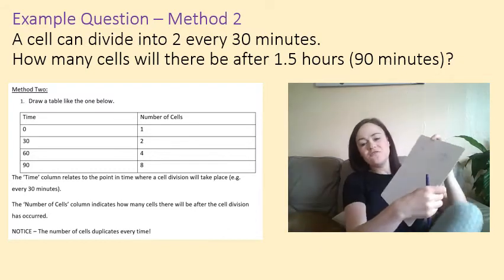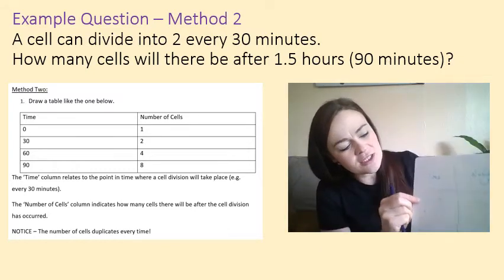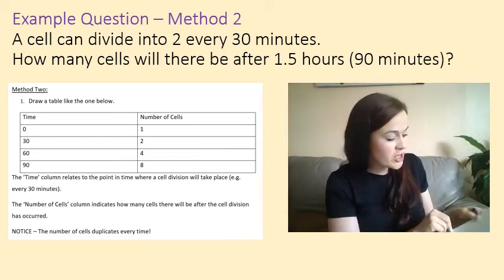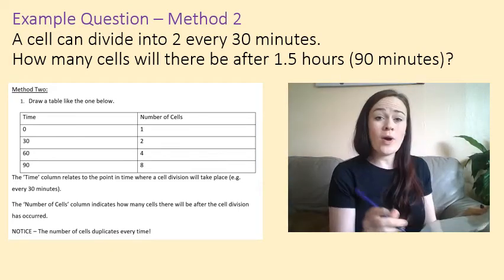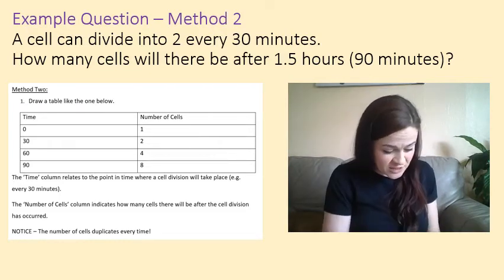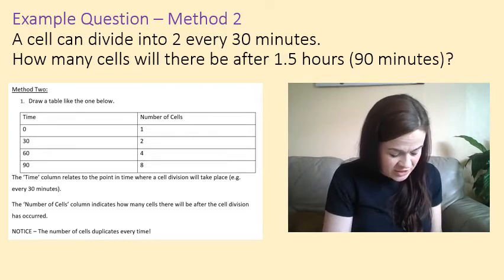Now what goes in the first column, time, is the time point of every cell division. Okay, you always start at time point 0. The question tells you that a cell divides every 30 minutes, so your first cell division will be 30 minutes.